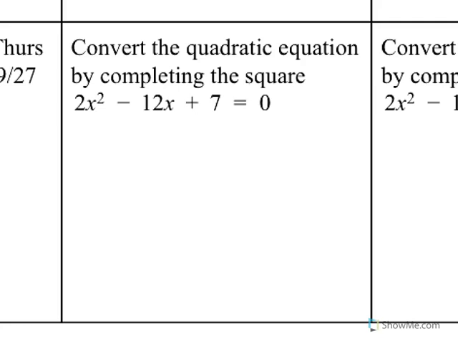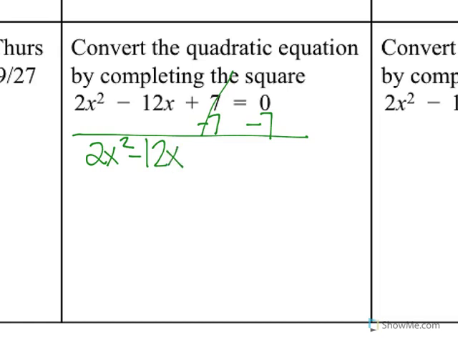So, step 1, we are always going to move the constant to the other side of the equal sign. So this positive 7 becomes a negative 7 so that it cancels out. So we have 2x squared minus 12x. We're going to leave a space for the c once we fill it in, and that's equal to a negative 7.